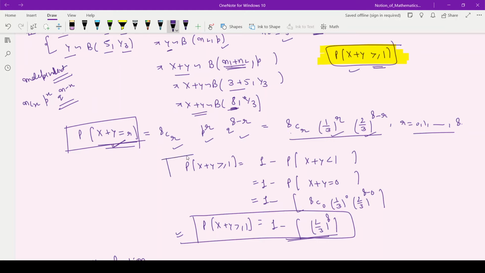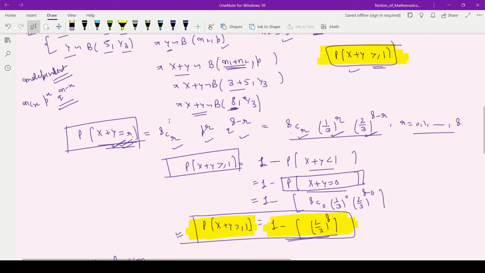Now students, in order to find this probability of X plus Y greater than or equal to 1, we can write 1 minus probability X plus Y less than 1, and X plus Y less than 1 means X plus Y is equal to 0. So how can I get this particular value? I can get it by putting r equal to 0. So that will be 8C0 (1/3) power 0 (2/3) power 8 minus 0. Ultimately students, the answer is probability of X plus Y greater than or equal to 1 is 1 minus (2/3) whole power 8. So this is a way to deal with such questions.